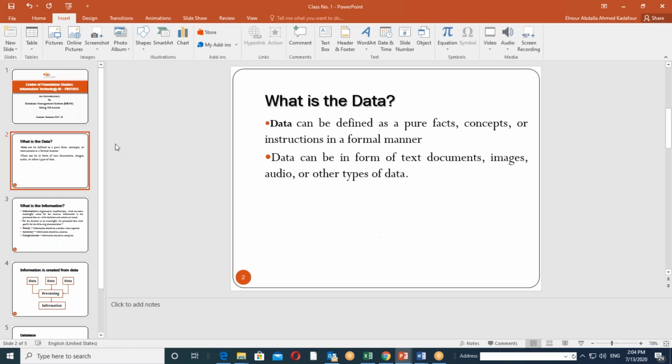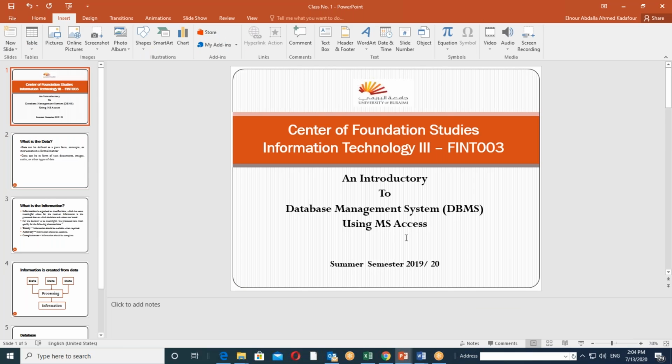Getting back to our course, it is an introductory course to database management system, in short DBMS, and our software is MS Access. The practical side will be from Access. You can do the practice behind me after we finish the practice. So our semester is summer 1920, and let us get inside the topic.